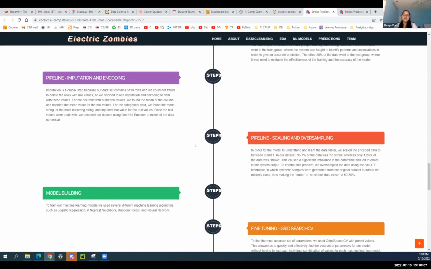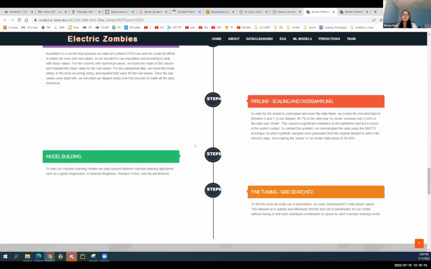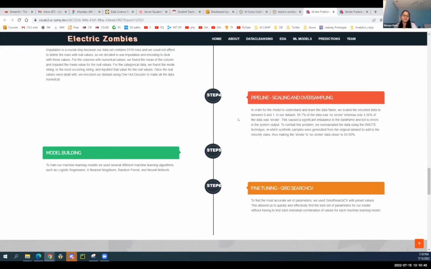The fourth step is scaling and oversampling. We scaled our data such that the data was represented in a range of 0 to 1 for faster learning processes for our machine learning models. We also had to oversample our data since initially only 4% of the data set was for people who had a stroke. The fifth step was using several different machine learning algorithms, such as logistic regression, random forest, and neural network to train the data. The last step was to fine-tune the models using grid search CV. And I'll pass it off to Ryan to talk about the machine learning models.